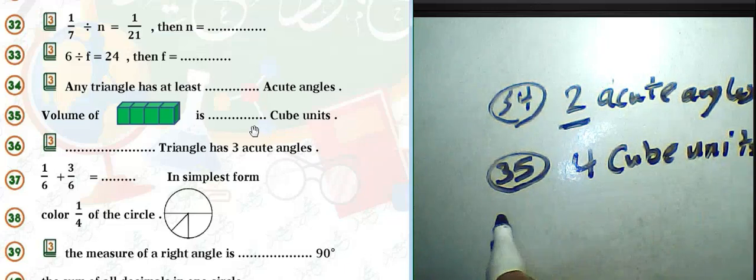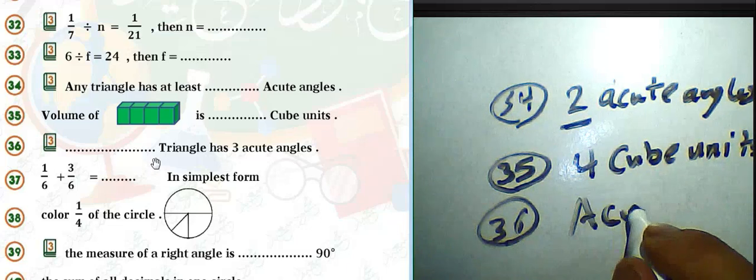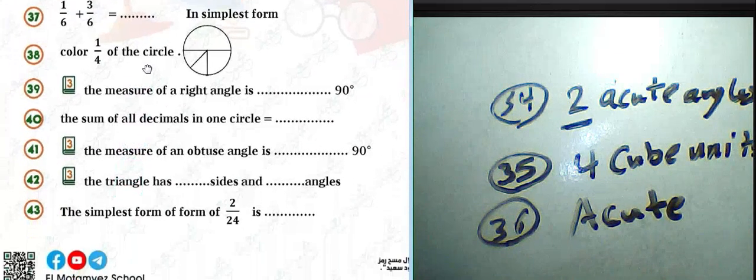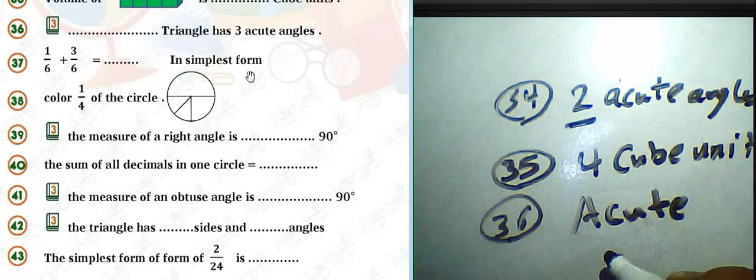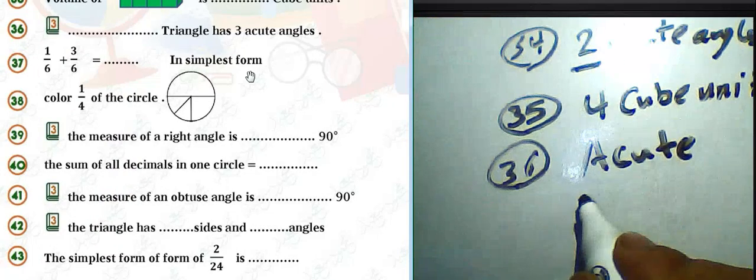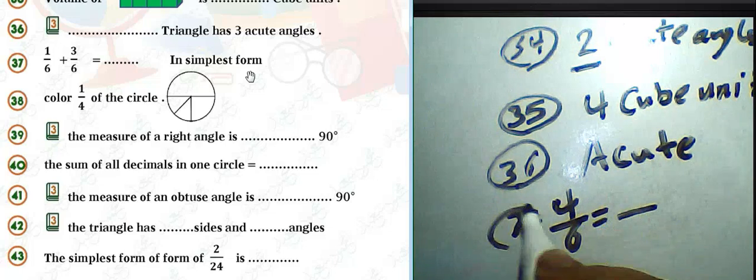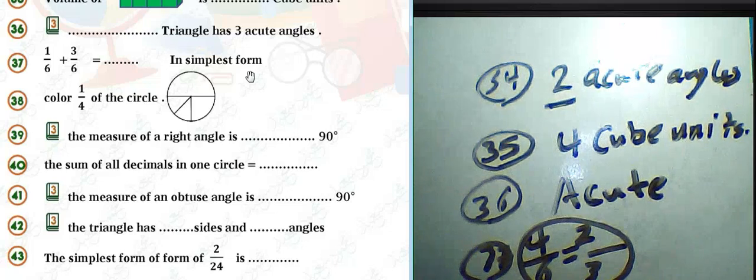Question 36. Space triangle has 3 acute angles. Acute, write acute here. Acute triangle has 3 acute angles. 1 over 6 plus 3 over 6 in the simplest form. It will be 4 over 6. We can simplify it by divided by 2. It will be 2 over 3. 4 over 6 equal 2 over 3.